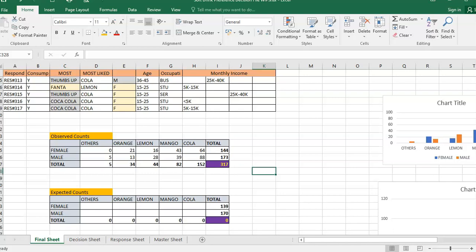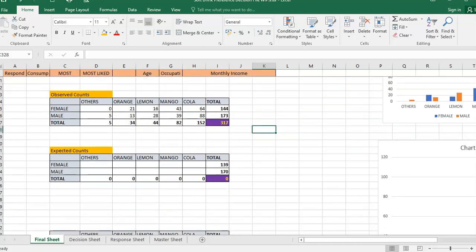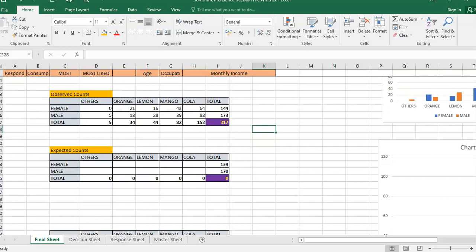Now with this data, we are going to constitute another table, which I have marked as expected counts. So this is a table that is going to give us the expected count. There is a formula for calculating expected count. I'll give you the formula while we calculate. Fill these blank spaces here.